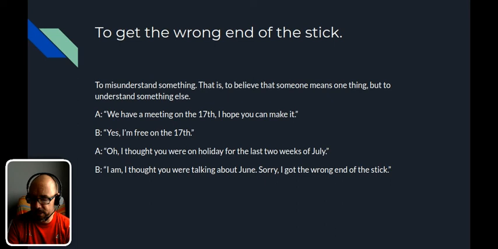To misunderstand. So it's not to fail to understand, but to believe that you have understood, but to have got it wrong. To agree on a date and for you to be thinking of one date and for the other person to be thinking of a different date. Okay, to get the wrong end of the stick.